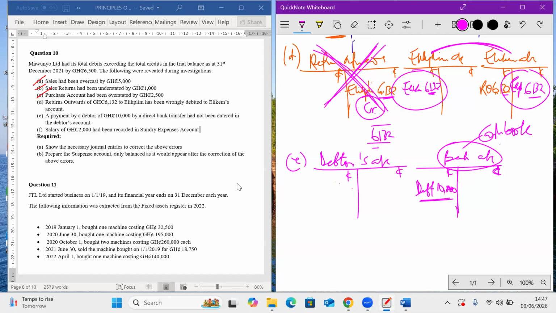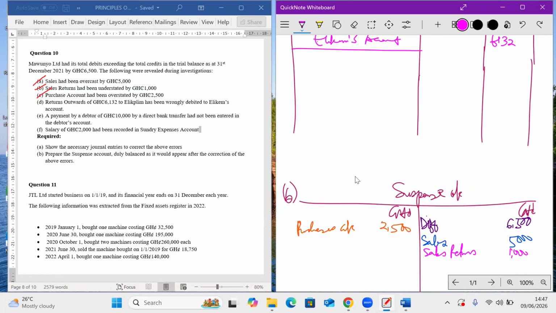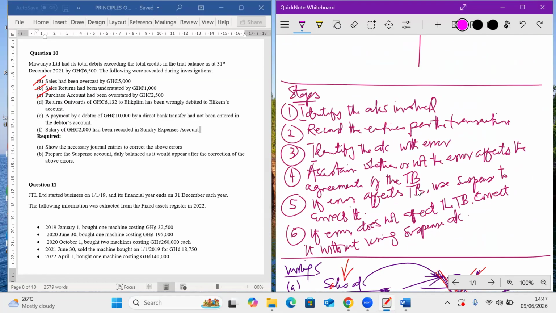It says that the direct bank transfer had not been entered in the debtors account. It had not been entered. Are you getting it? So this is how the transaction is. So what's the next step? We have recorded the entries per the transaction.